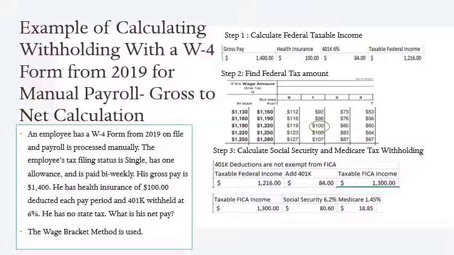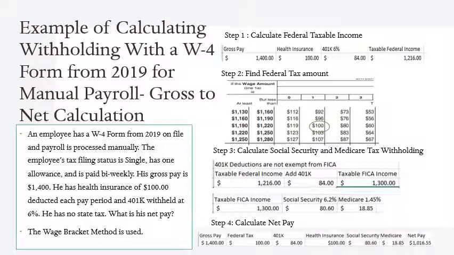So now that we have all of his taxes calculated, we can figure out his net pay. That's step four, to calculate his net pay. We take his gross pay of $1,400 and we take out his federal tax that we got from the chart of $100, and his 401k amount that we calculated at 6%, which is $84. His health insurance was $100. And we have his Social Security withholding at $80.60 and his Medicare withholding at $18.85. Subtracting out all of these amounts gives us a net pay of $1,016.55.